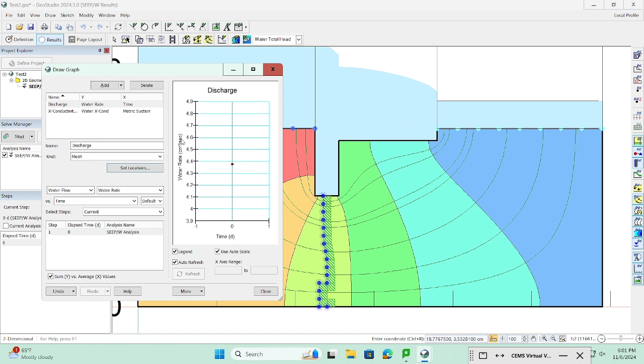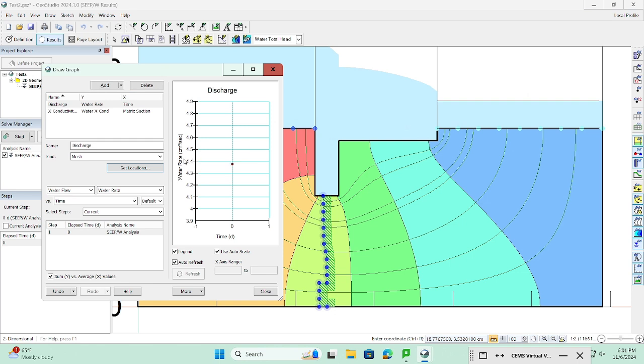But this value should be divided by the width of your model, of the physical model. And I believe all the physical models had a width of 7.5 centimeter. So this is going to be 20 divided by 7.5, which is equal to 2.66 centimeter cube per second per centimeter width. These values should be compared to the values you're getting here.